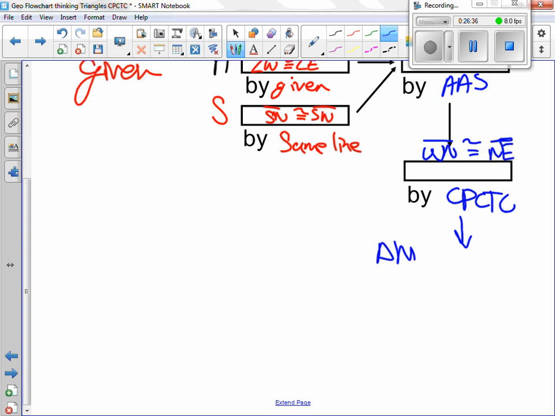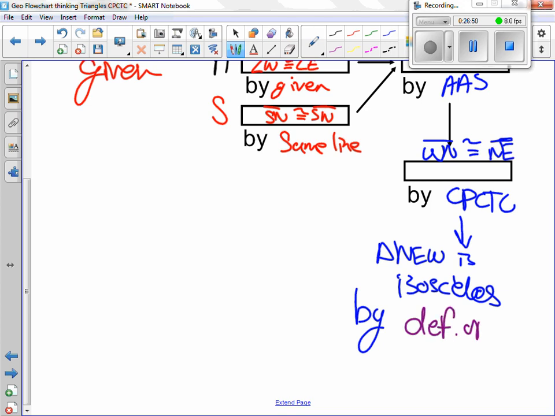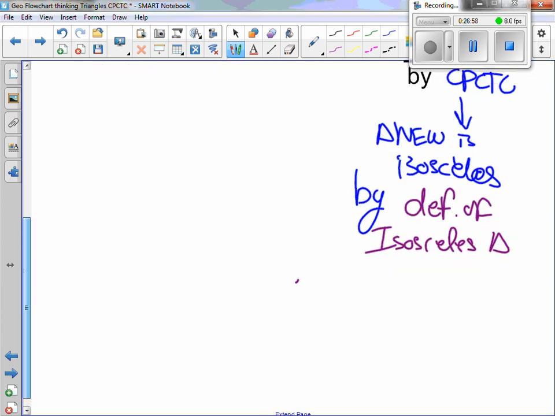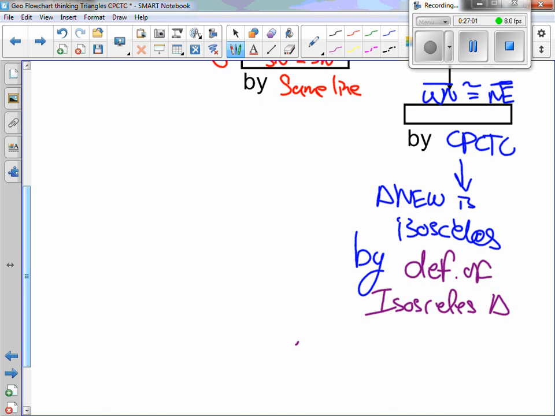Triangle EWE is isosceles by the definition of isosceles. Just because those two sides were congruent, it does show that it is an isosceles triangle. But in a rigorous proof, and we're not doing any rigorous proofs, even these here, they would really want us to state everything out.